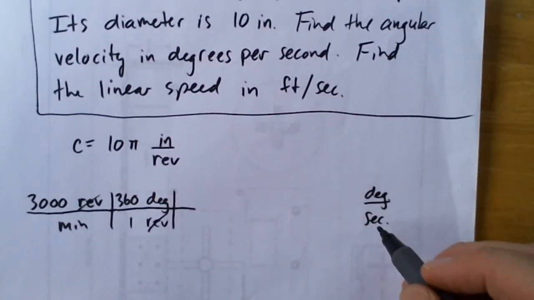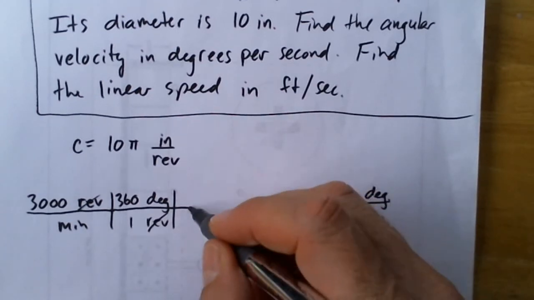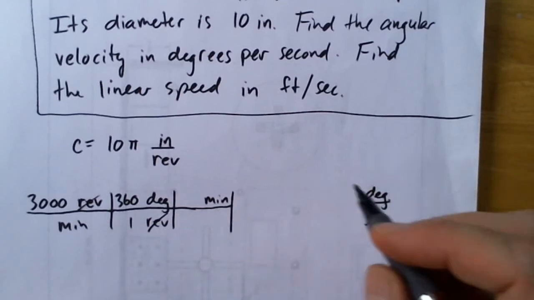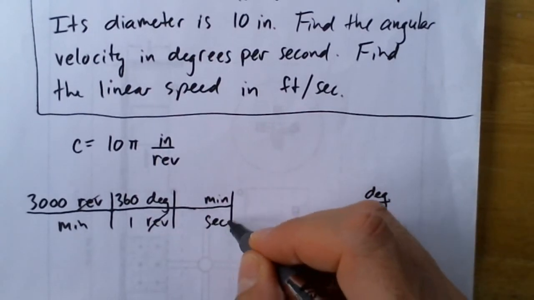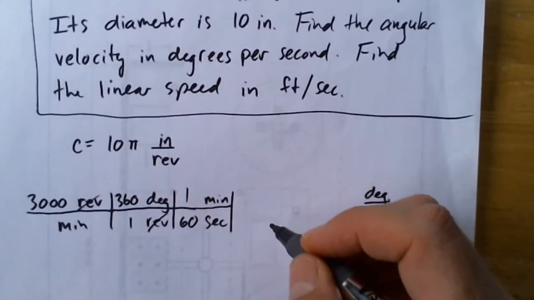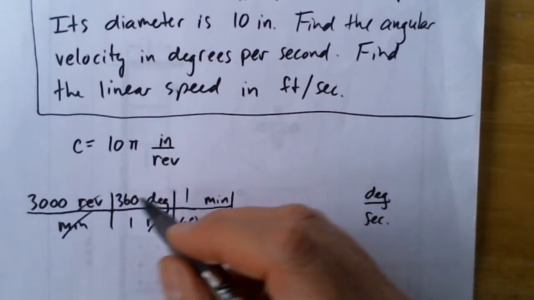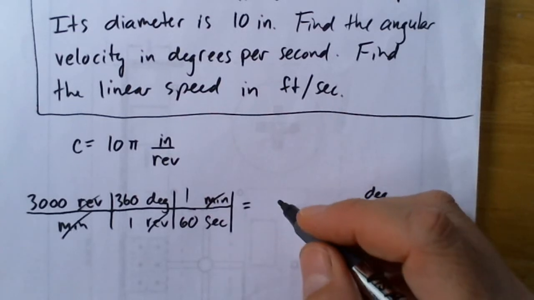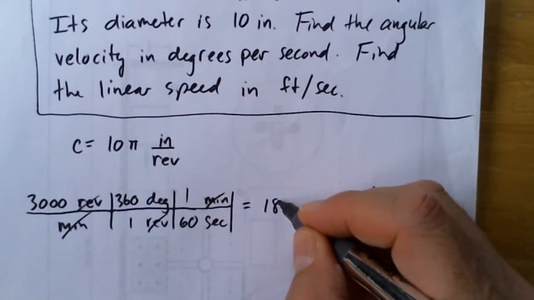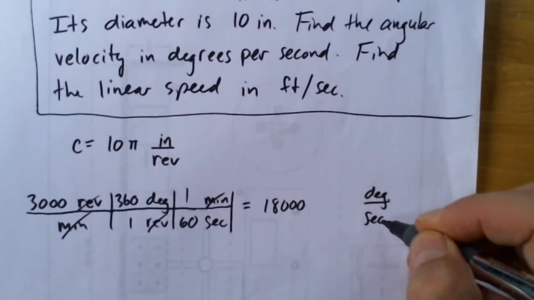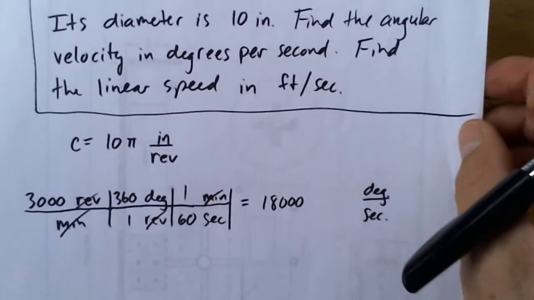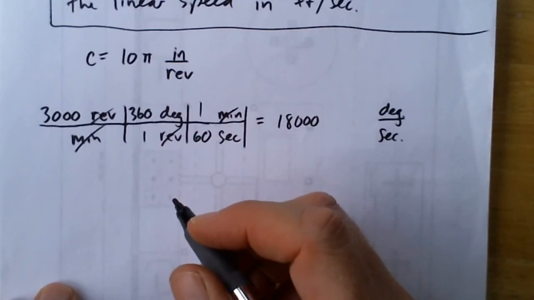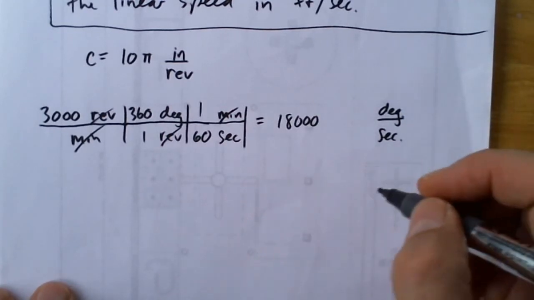Now we need to go to seconds from minutes. So we're going to cancel the minutes and we want to go to seconds. 1 minute is 60 seconds. And we have the units that we want, degrees per second. If you multiply, you get 18,000 degrees per second. And then we will convert to feet per second, starting with revolutions per minute.